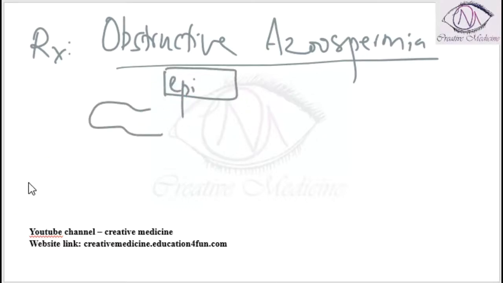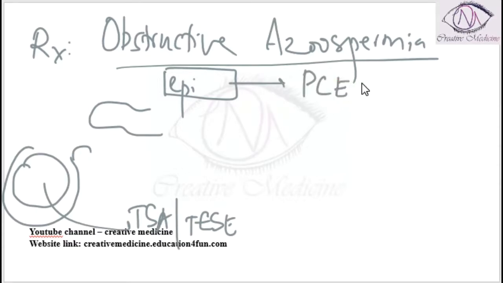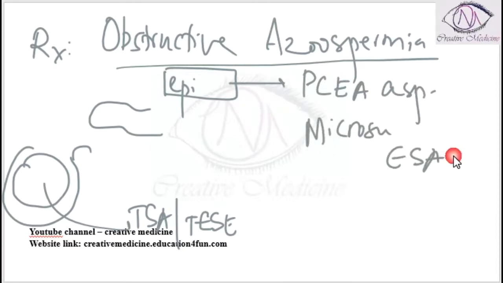then testicular sperm aspiration or testicular sperm extraction can be done. For the sperms present in the epididymis, we can do percutaneous epididymal sperm aspiration or microsurgical epididymal sperm aspiration. Now with these four techniques, you will get the sperm.